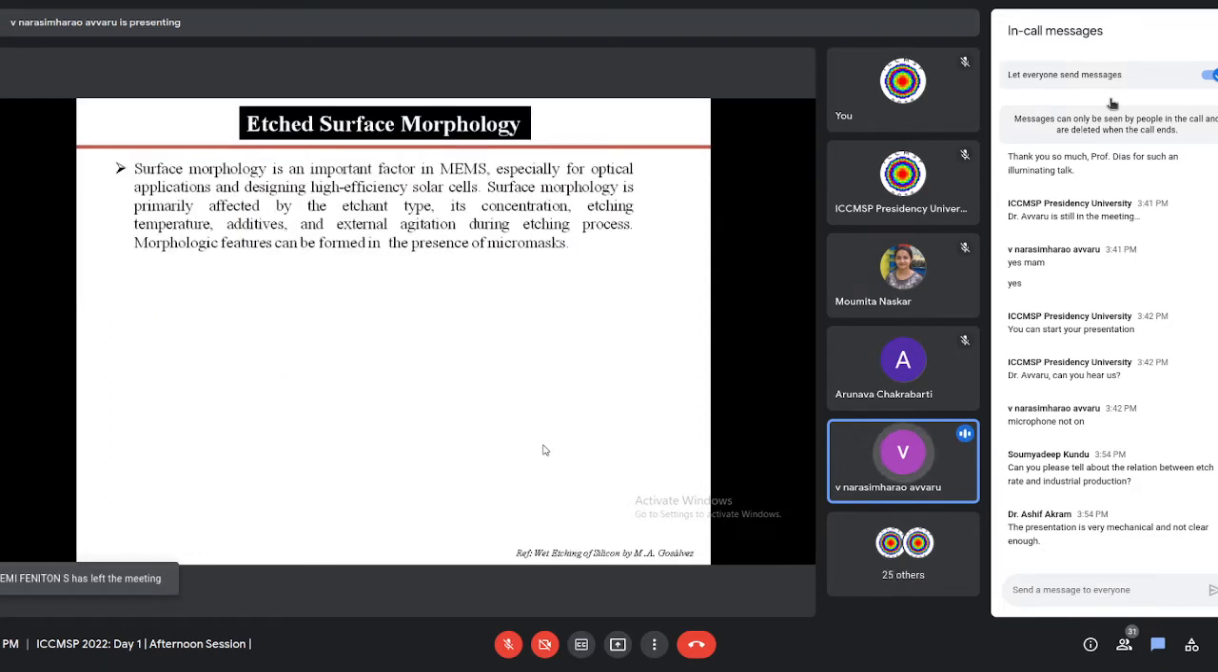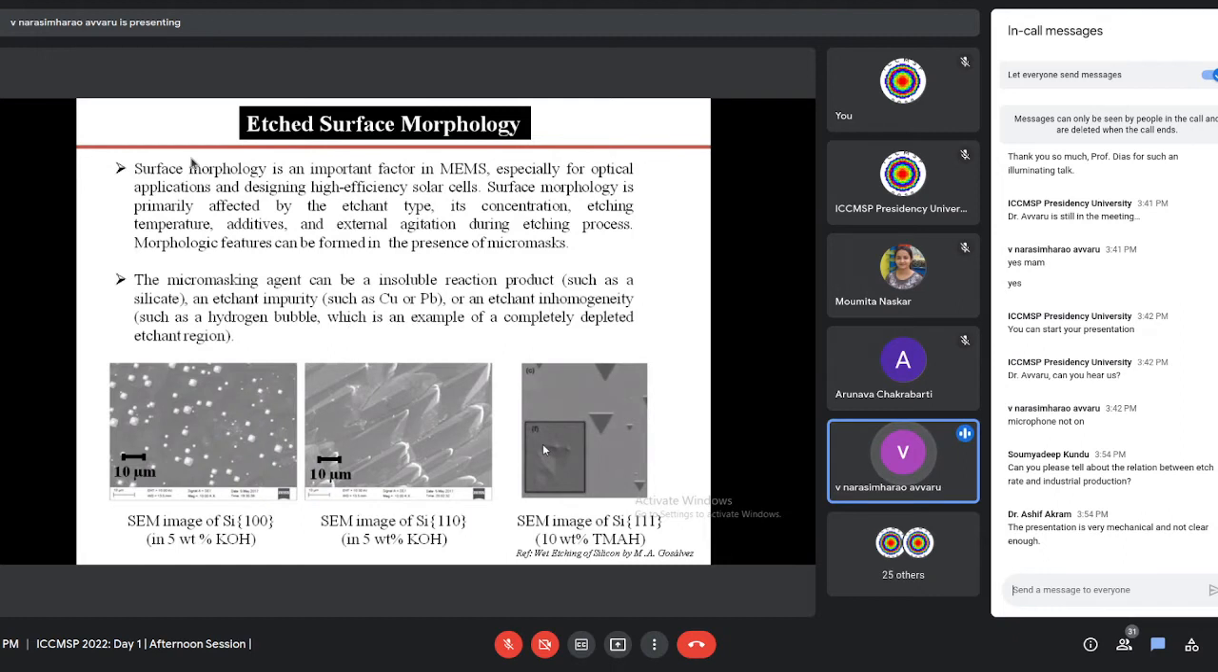Surface morphology is also important, not only etch rate, for fabrication of microstructures. For some other applications, the study of surface morphology is also important. Surface morphology is an important factor in MEMS, especially for optical applications and designing high-efficiency solar applications. Surface morphology is primarily affected by etching time, etchant type, its concentration, etching temperature, additives, and external agitation.